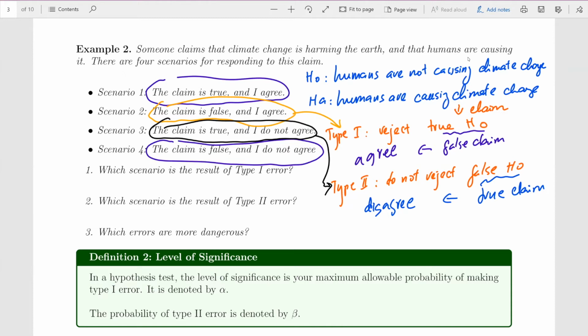So anyway, this is an example of how you would come up with hypothesis testing, and how you can distinguish between type 1 and type 2 error, which error is more harmful compared to the other one. All right.